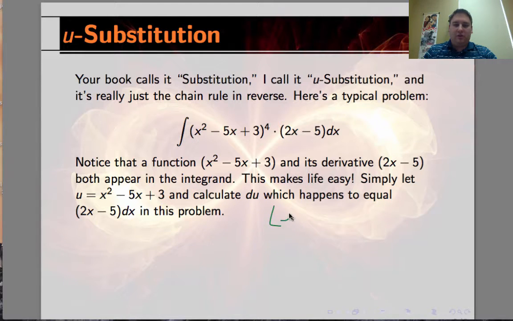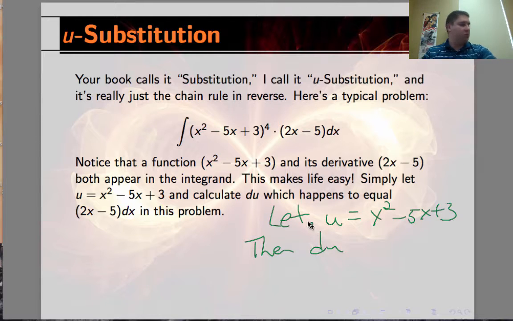So in all these problems, you write something like let u equal whatever you want u to be equal to. In this case, it's x squared minus 5x plus 3. And then you calculate du. So I always like to use the word let u, and then you write then du. You get to choose whatever you want u to be, but then du you have to calculate. There's only one answer for du.